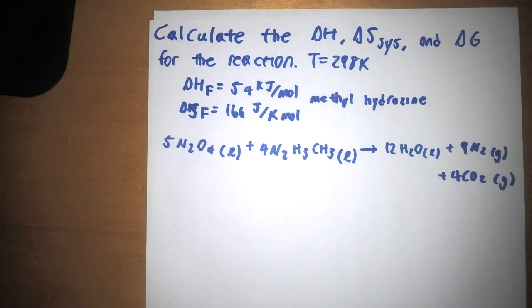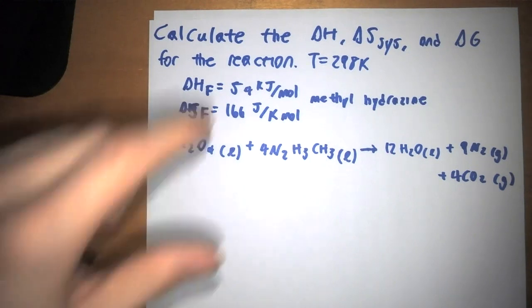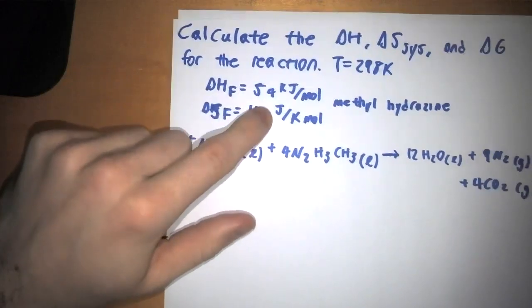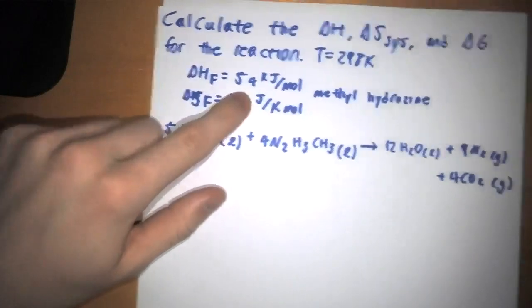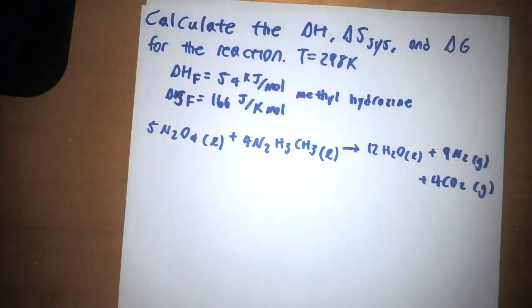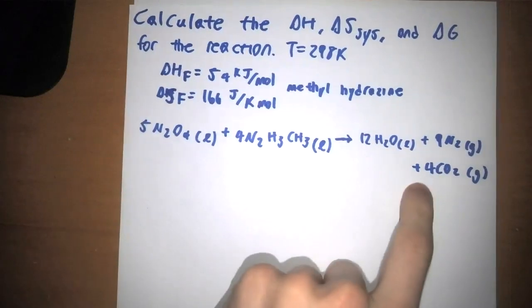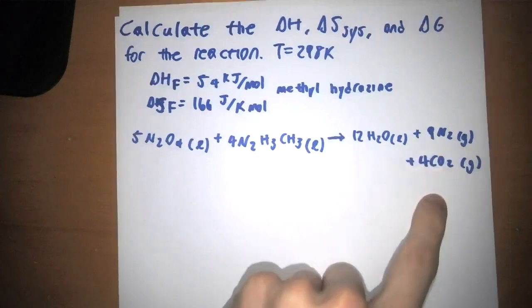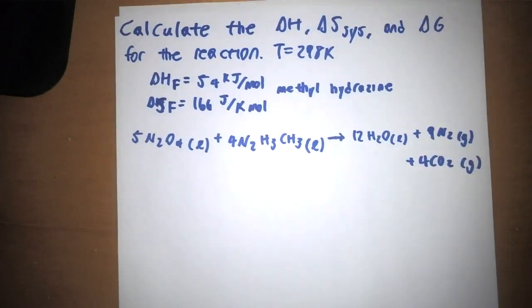And then I gave you the delta H of formation, which is 54 kilojoules per mole. And I gave you the delta S of formation, which is 166 joules per Kelvin mole. So right away, I see my units are already off. I need this in kilojoules, but we'll worry about that later. And these are both formation values for methyl hydrazine. And then here's your equation. Sorry, I ran out of space. This is just a continuation.